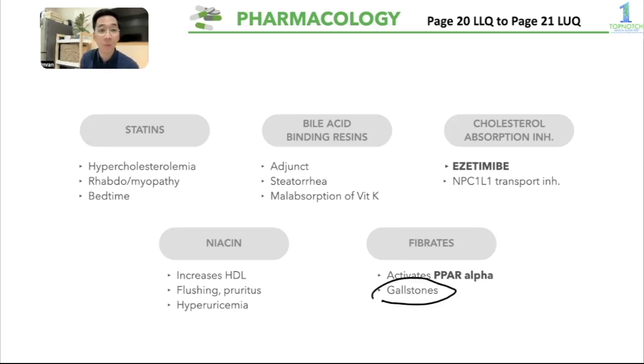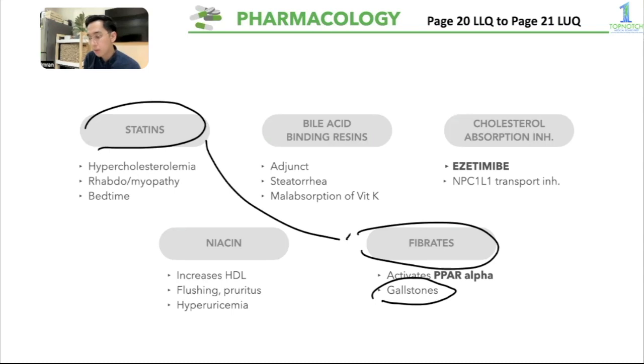Which of these two among the five are not allowed to be combined? You have your statins and your fibrates. Your statins and your fibrates can increase the precipitation of rhabdomyolysis or myopathies as well. Okay? So those two are not allowed to be combined.